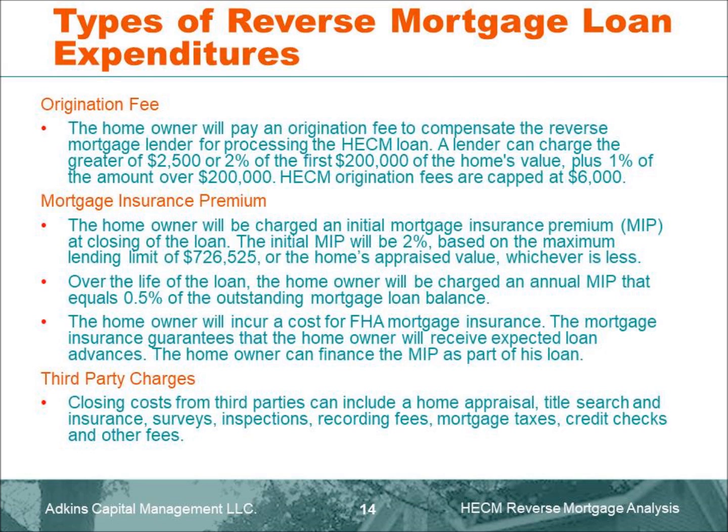The third type of reverse mortgage loan expenditure are third-party charges. Closing costs from third parties can include a home appraisal, title search, insurance surveys, inspections, recording fees, mortgage taxes, credit checks, and other fees.